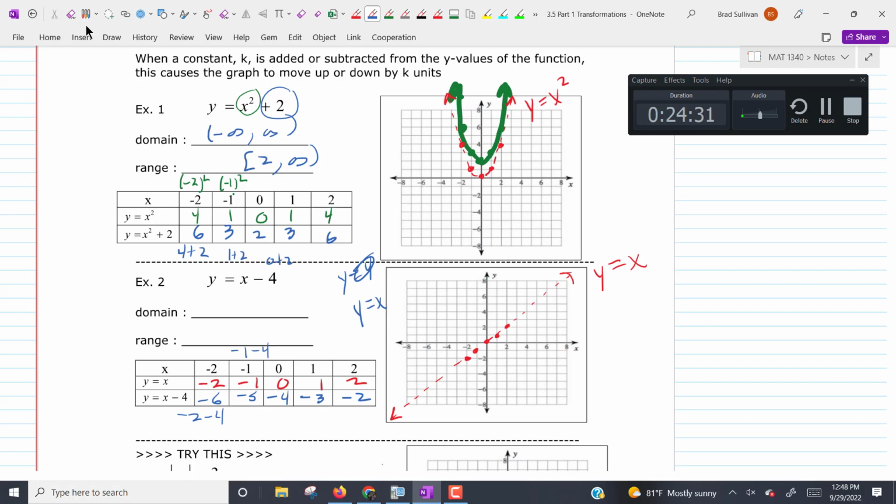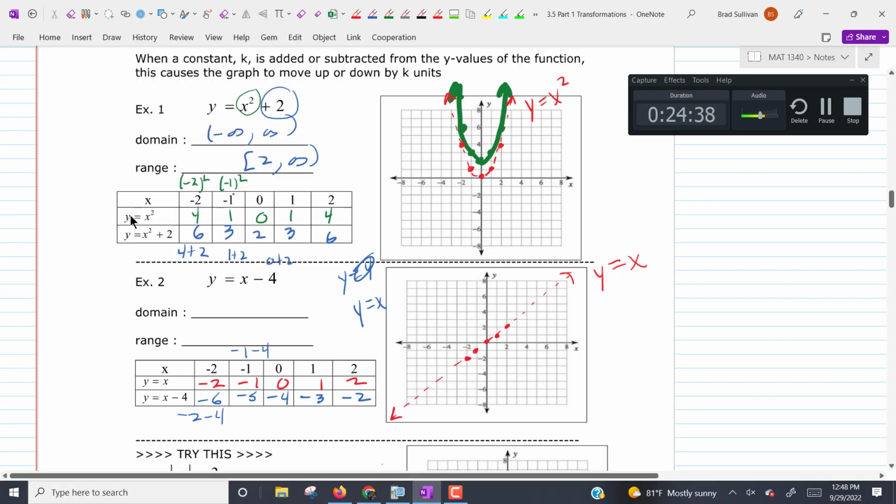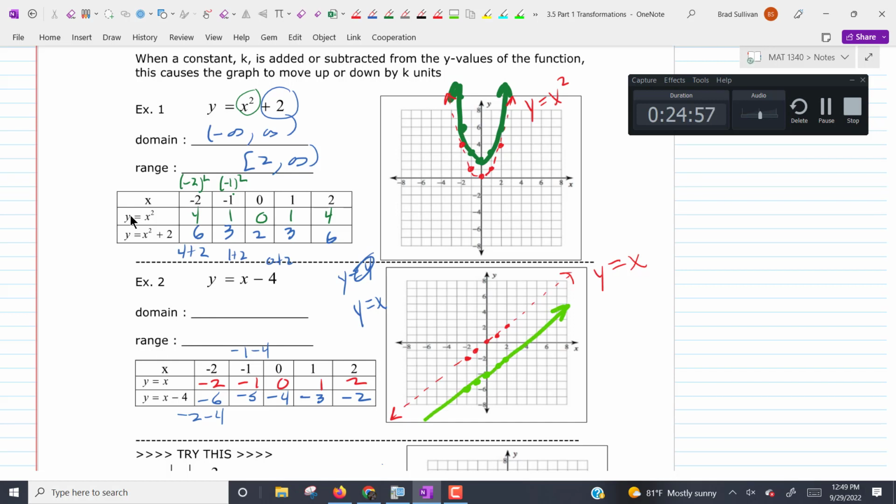Okay, plot your final points. You're looking at the original x values on this. And let's see what we get. So we have negative 2, negative 6 now. All these points just go down 4. We have negative 1, negative 5, 0, negative 4, 1, negative 3, and then 2, negative 2. Okay, just connect the dots, and that gives you y equals x minus 4. Okay, that's it. Everything goes down 4, right?